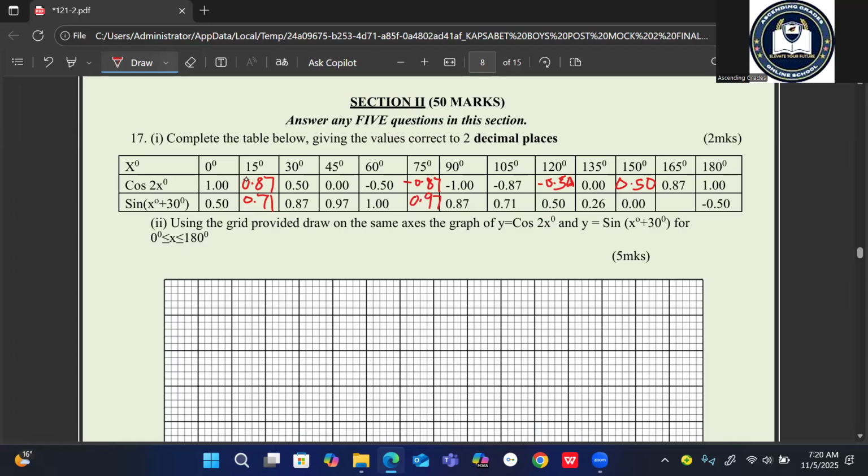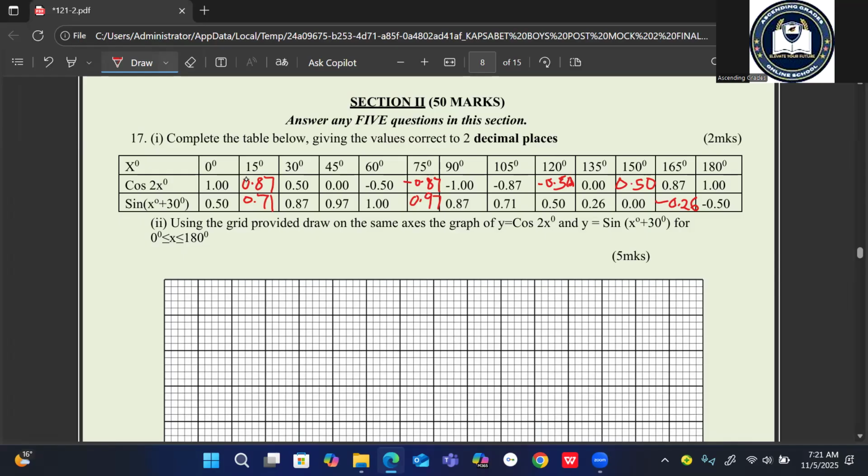From there, we go to the next one, which is sin(x plus 30), and our x is 165. So it will be sin 195, which will give us negative 0.26. So that column is over for 2 marks. You earn your free 2 marks. So for all of them, when they are correct, you have to earn the 2 marks.